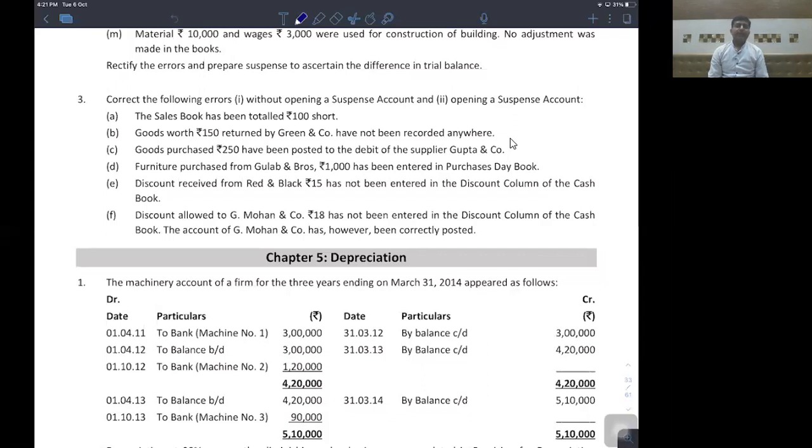Yes. Material 10,000 and wages 3,000 were used for construction of building. No adjustment was made in the books. Now this material you would have debited to purchases account, and wages you have debited to wages account. Because you have used these in construction of building, that amount of material and wages should be debited to the building account. And therefore the rectifying entry will be what? Building account debit 13,000 to purchases account rupees 10,000, to wages account rupees 3,000. Correct? That is what I clarified, why I said depreciation to furniture.